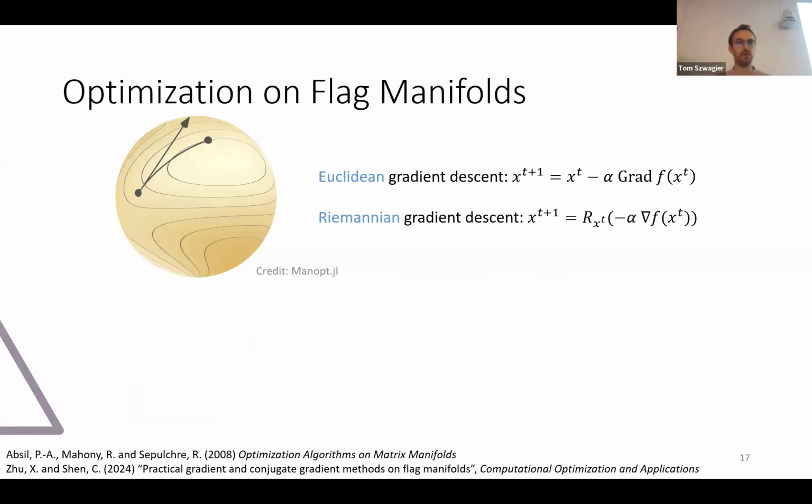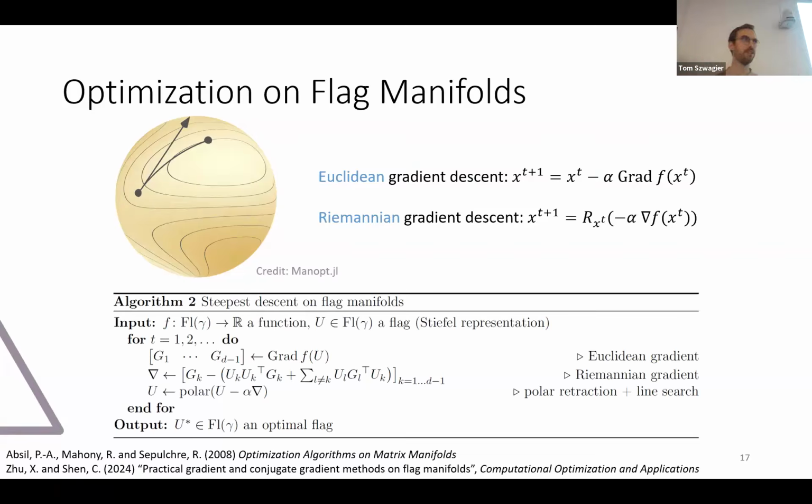And the last step of the prerequisite is how to do optimization on flag manifolds. You have to imagine that you have a function on a sphere, for instance, and you want to find its minimum. Then you cannot do a classical gradient descent because it would make your iterates go out of the space. So we have to replace that with what we call a Riemannian gradient and a retraction, and this will enable us to give a sequence of iterates that stays on the manifold and enjoys some convergence guarantees.